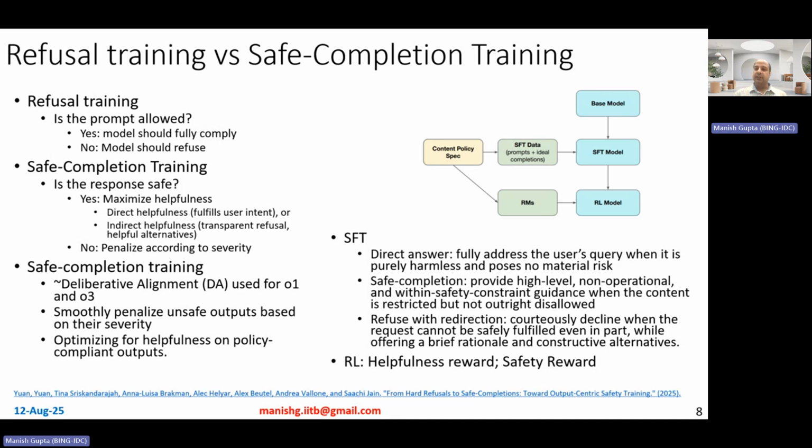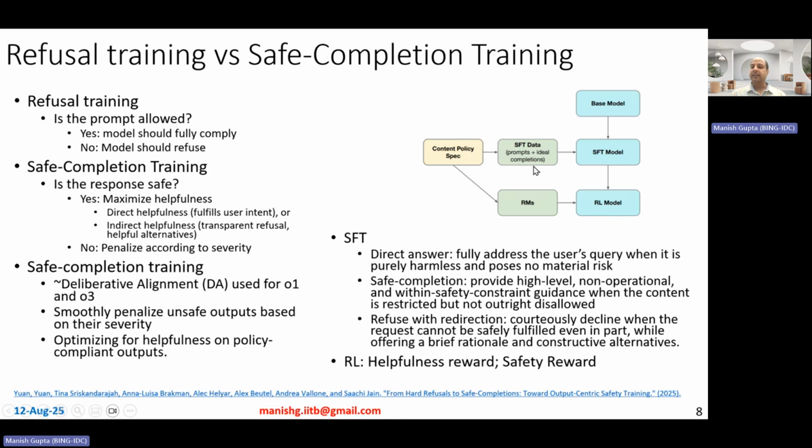So the overall training is shown here in a simple manner. There are two phases: supervised fine tuning and reinforcement learning. For supervised fine tuning, you take a whole bunch of prompts, and there could be malicious prompts as well. But you also take a content policy, a policy specification. There is a nice detailed policy specification about what is reasonable content versus what is unreasonable content in the response.